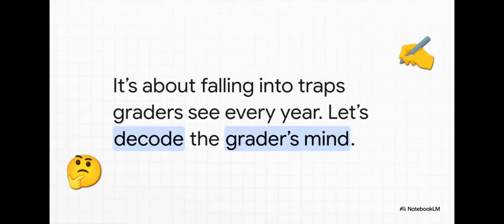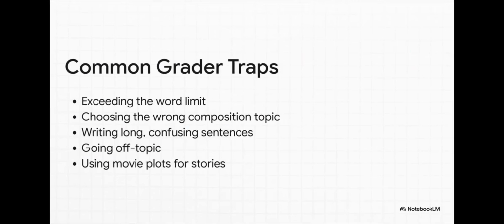So if you want to get those top marks, we've got to get inside the grader's head. We need to figure out what they're looking for so we can sidestep those common pitfalls completely. And here they are. Check these out. These are the classic blunders that cost students big points. Writing way over the word limit. Picking a complex story when a simple description would have scored higher. Sentences that just ramble on forever. Totally losing focus and, yep, you guessed it, trying to sneak in a movie plot and pass it off as an original story. Don't worry, we're going to make sure you avoid every single one of these.